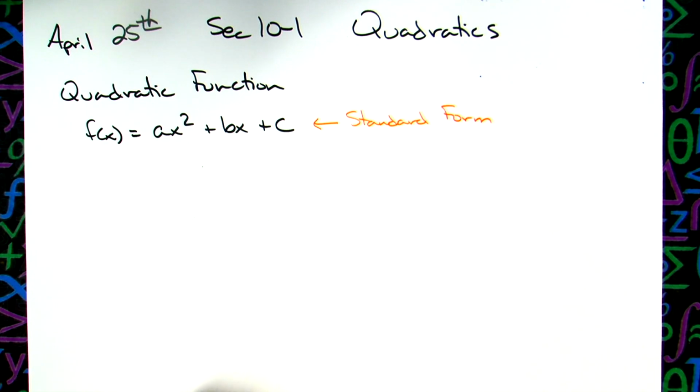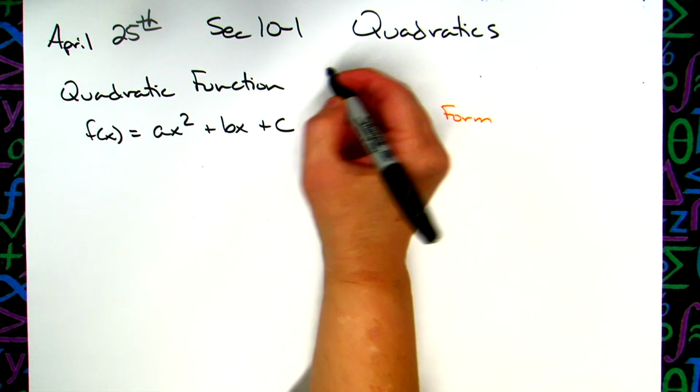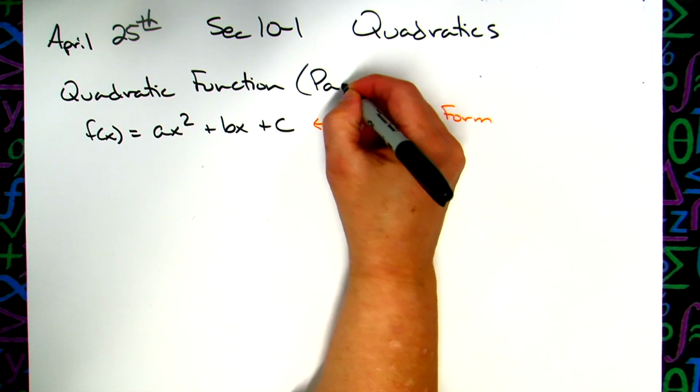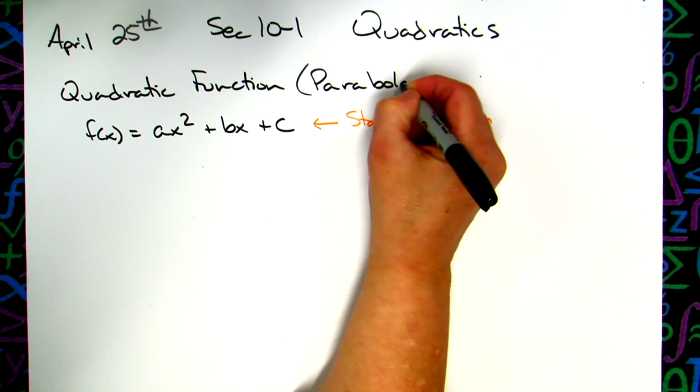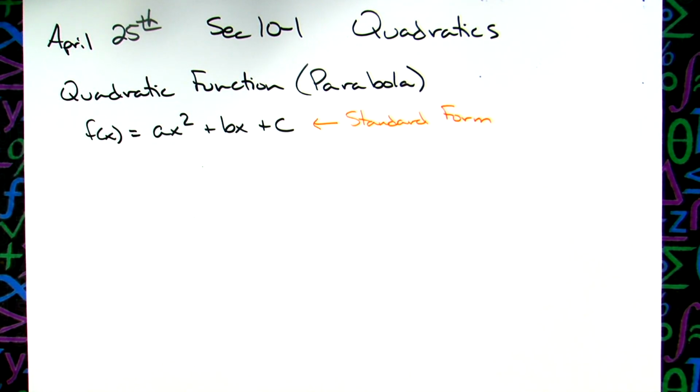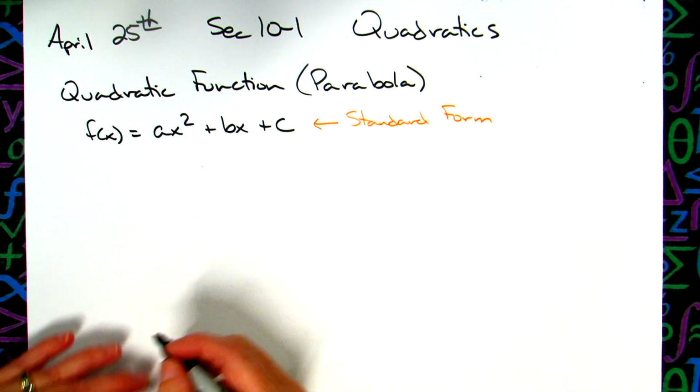All right, now let's put in parentheses here parabola, because that's the other word. When we look at these graphs, we usually refer to the graphs as a parabola. All right, they come from the quadratic functions. We're going to have the U shape. A parabola is a U shape, and I'm pretty sure we have looked at these earlier in the year.